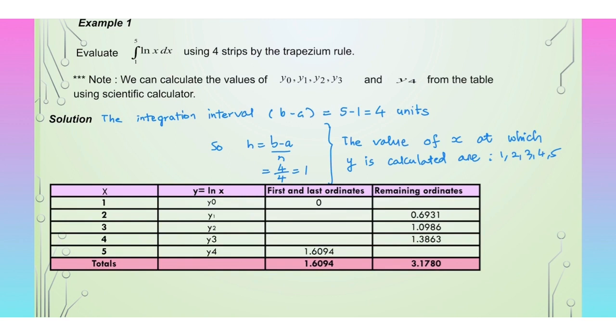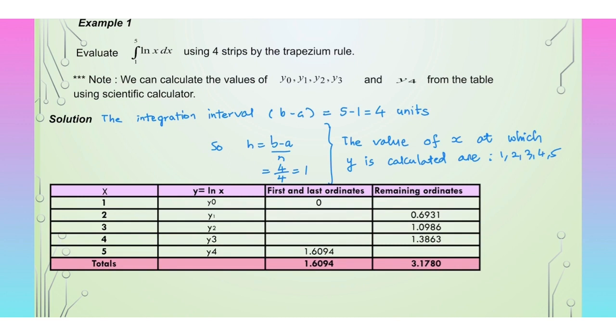As for the remaining ordinates, we have ln 2. When x equals 2, y is ln 2, which is 0.6931. This one is ln 3, 1.0986, and ln 4, 1.3863. Then after this, we also have the total. For the remaining ordinates, you add up together, and you have 3.1780.